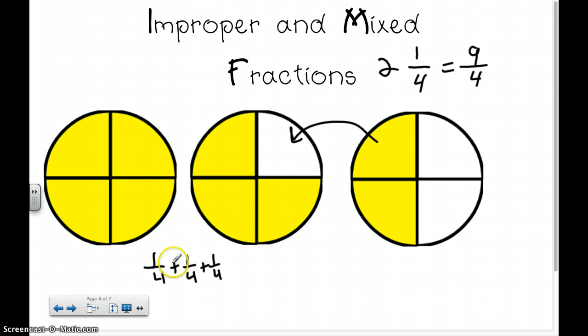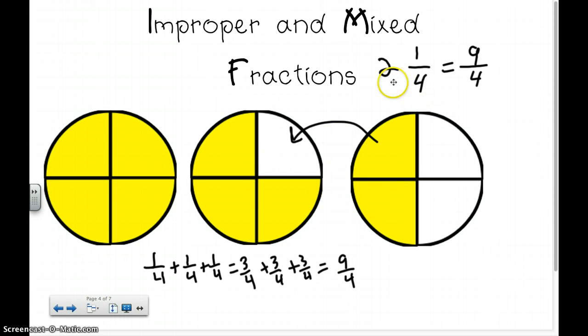Or I could do 1 fourth plus 1 fourth plus 1 fourth equals 3 fourths. And then I could add 3 fourths and 3 more fourths, which is going to give me 9 fourths. It doesn't really matter how you add it. If your denominator is the same, you just add the numerators across the top.